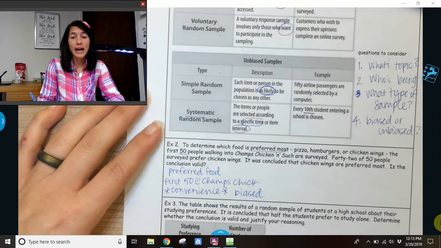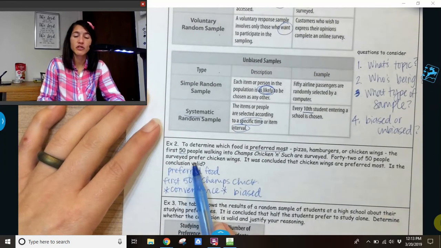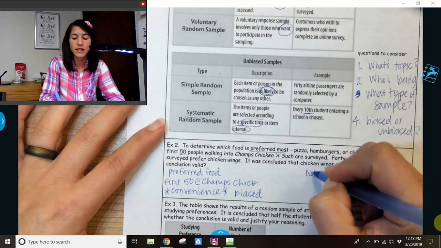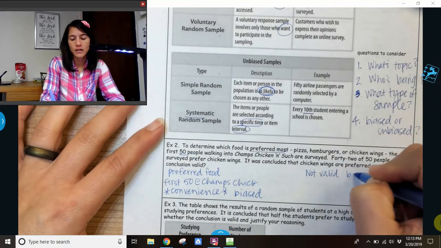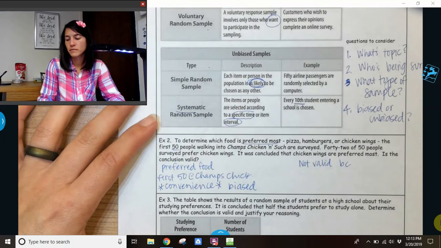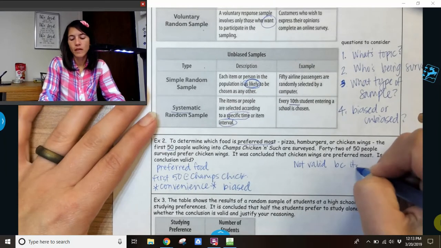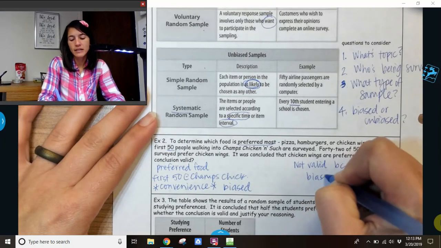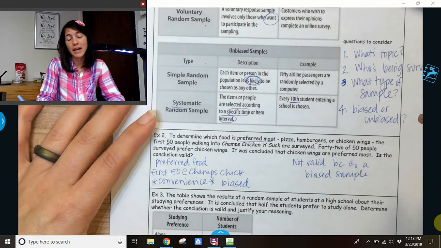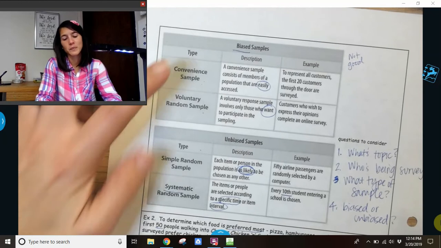And since it's biased, is the conclusion valid? These are all questions that we thought about. So my answer is it's not valid because it's a biased sample, and the reason it's biased is because it's a convenience sample.